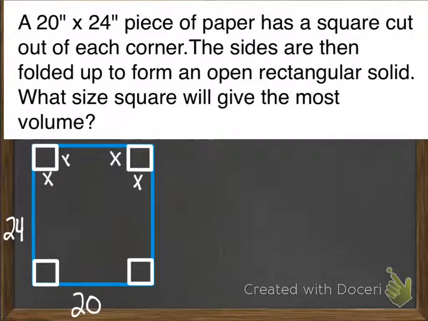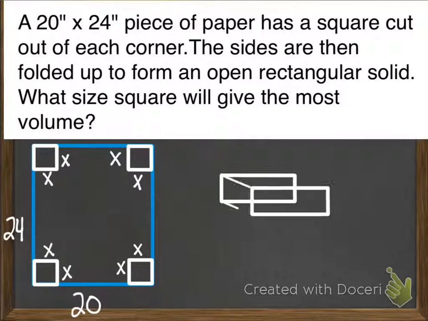So we begin by labeling the side of the square that we're taking out. Each of those would be x by x. We want to find out which size square would actually lead to the rectangular box with the most volume.